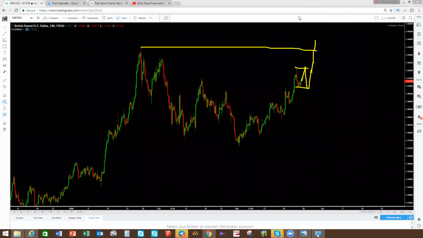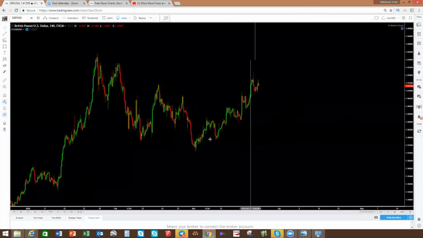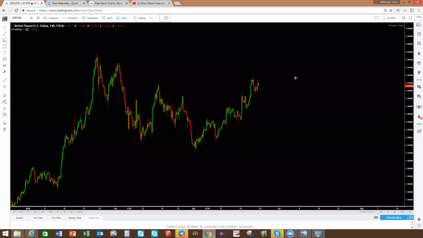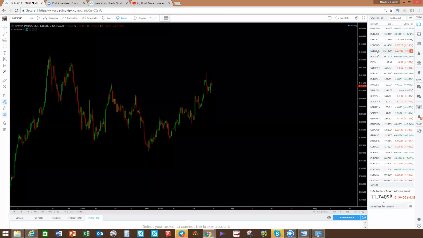Okay, that's pound to US dollar. So if it breaks down here, take the trade to the downside and your stop will be there. All right. That's pound. Now let's do the yen pairs. But before we do that, let's do the US dollar ZAR.